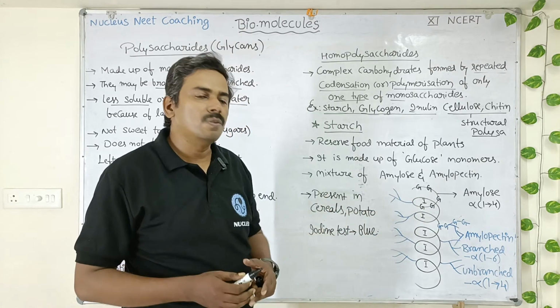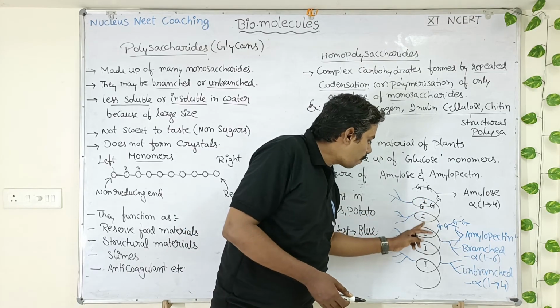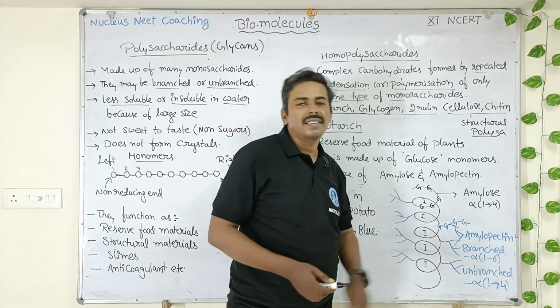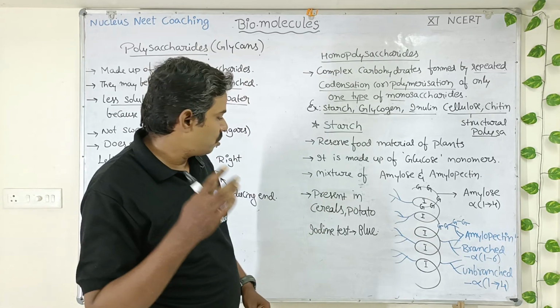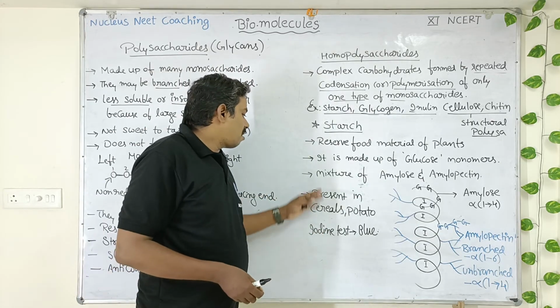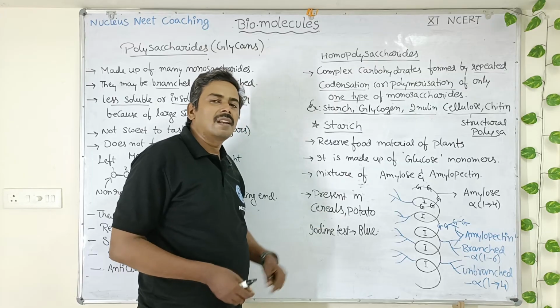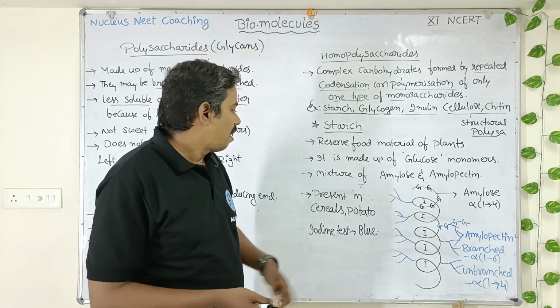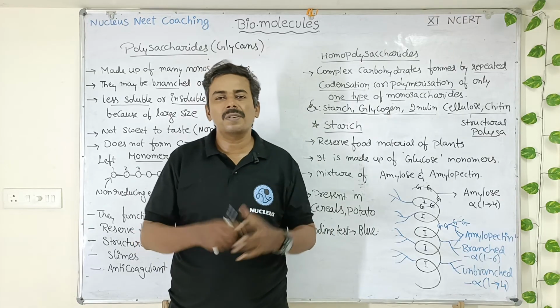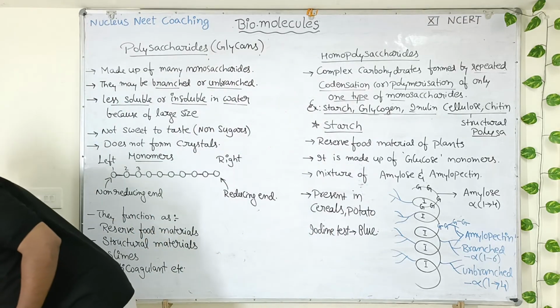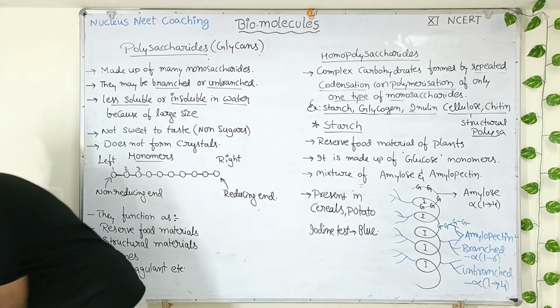And why does starch give blue color? Because iodine occupies the space present in the helices, in those spring-like coiled structures of amylose. Understood? And starch is present in cereals like rice, wheat, barley, and also in potato. I will show you the real examples of these materials. Look here students.